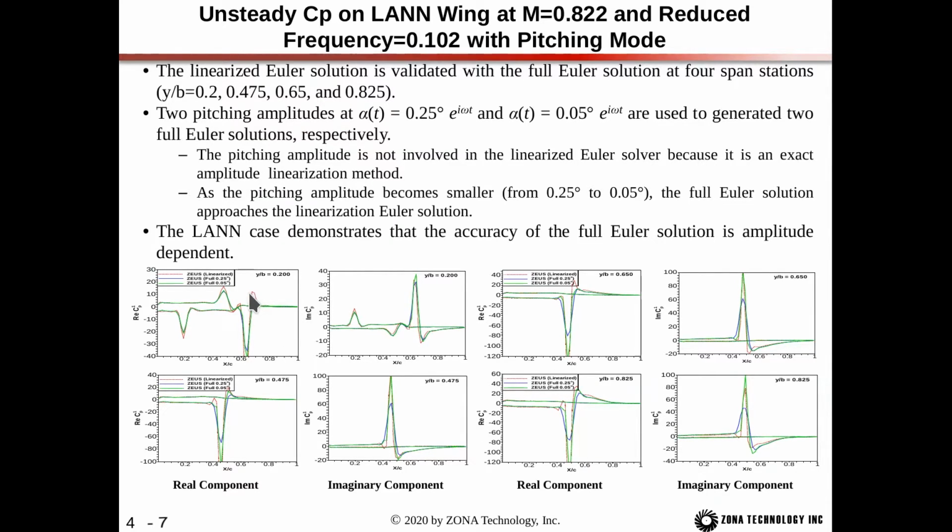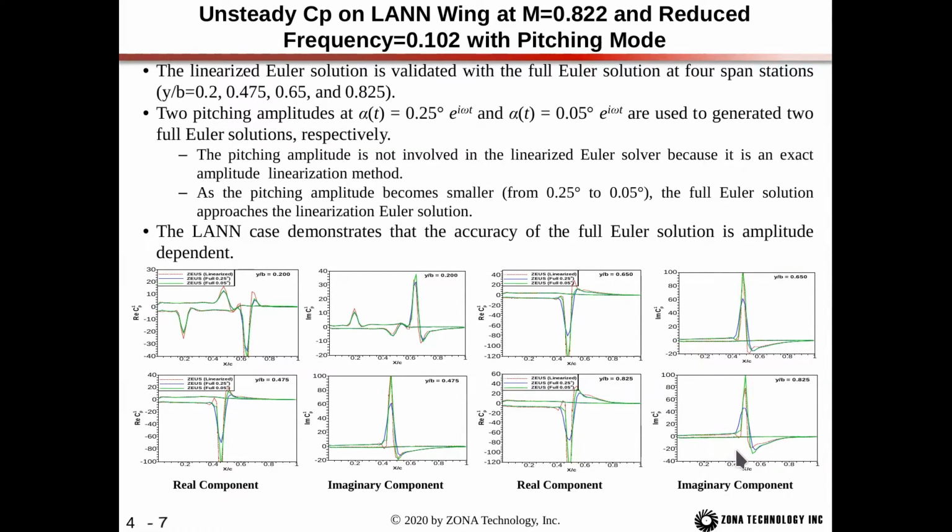So our red dashed line is the linearized Euler ZEUS solution. The blue line is the ZEUS 0.25 degree full Euler solution, and then the green line is the full Euler solution with a pitching amplitude of 0.05 degrees. So here we have the real and imaginary components at 20% span, real and imaginary for 65% span, real and imaginary for 47.5% span, and then real and imaginary for 82.5% span.